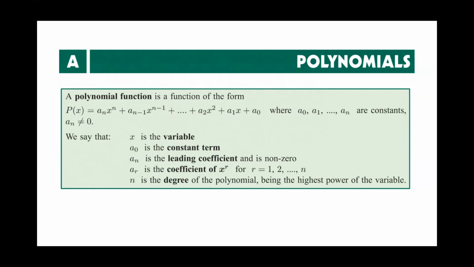So in this function, x is the variable and a0 is the constant term. An is the leading coefficient and it's non-zero. So ar is the coefficient of x to the power of r. N is the degree of the polynomial, being the highest power, okay, I'm going to highlight it, highest power of the variable.